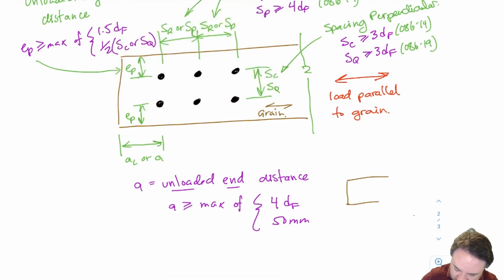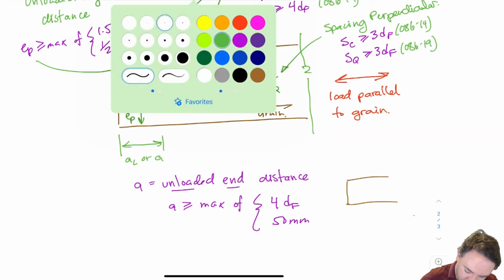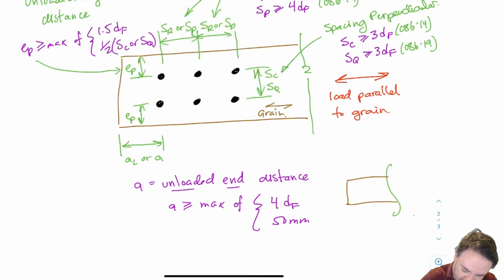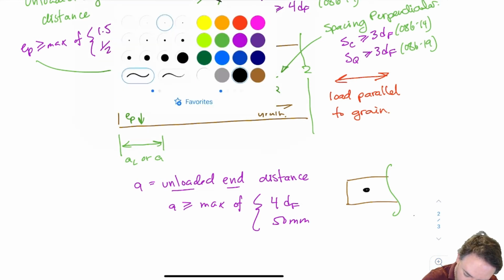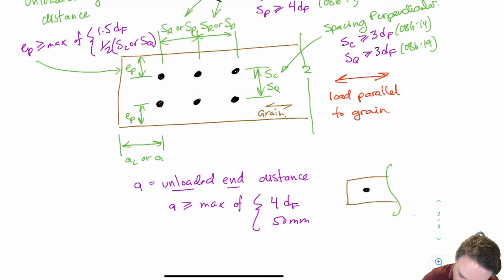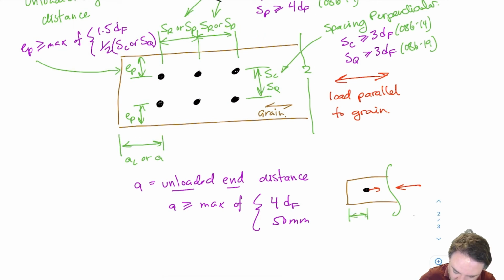That's what happens when we have the piece of wood that looks like this, and we have our bolt, and the loads are such that I'm pushing on the piece of wood and the bolt is pushing back. And so the end over here, the bolt is pushing away from it. So this is then going to be A, our unloaded end distance.